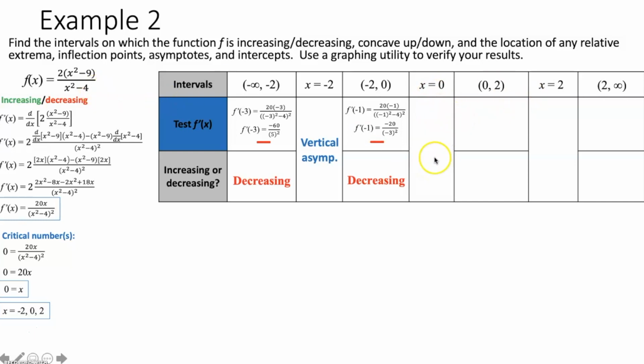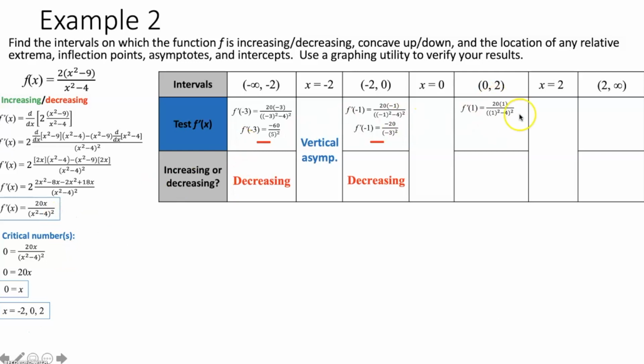No. So here, we know that this is a critical number, meaning that there must be a relative max or min here. So to determine that, we need to figure out what's going on in this interval. If it goes from decreasing to increasing, there's going to be a relative min at x equals 0. If it goes from decreasing to decreasing, though, there's neither a relative max nor a relative min. So we pick a test x value on this given interval, plug it into our derivative.